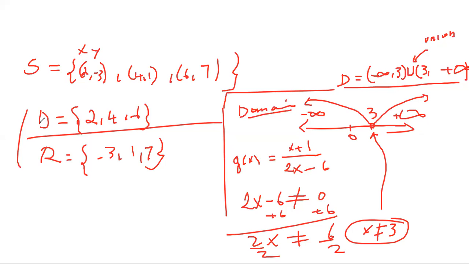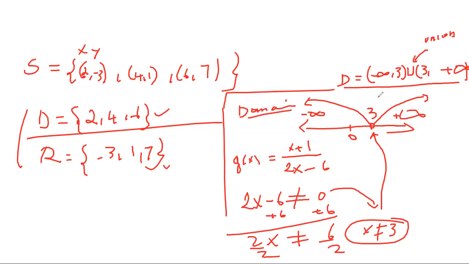For the first one, the domain is just the first numbers, 4 and 6. And the range is the second numbers, -3, 1, and 7. For this function, to find the domain, you say not equal to 0 because the bottom of a fraction can't be 0. You solve it, you get x not equal to 3.